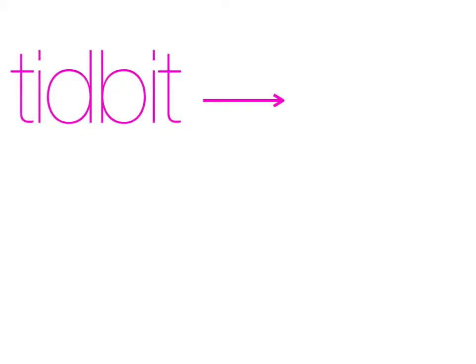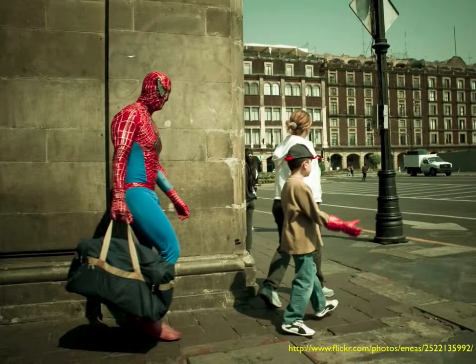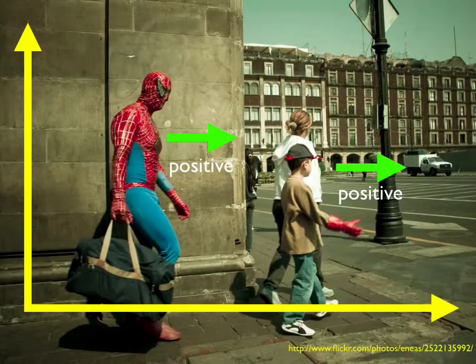So, initial velocity, final velocity, and average velocity. One more velocity tidbit that's important is the velocity sign. Using this picture of a Mexican sidewalk, we'll throw up an x and y axes. If we focus on Spider-Man and the little boy, we see that they're both walking in the same direction. When two objects move in the same direction, their velocities have the same sign. Spider-Man's velocity is positive, and the little boy's velocity is positive.